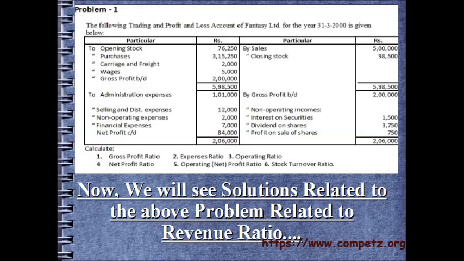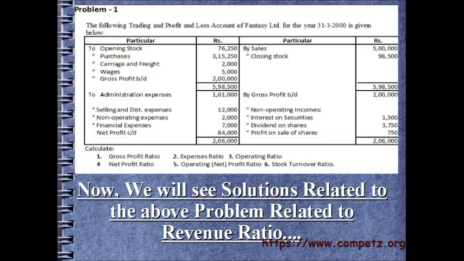On the debit side, to opening stock is 76,250, to purchases is 3,15,250, to carriage and freight is 2,000, to wages is 5,000.